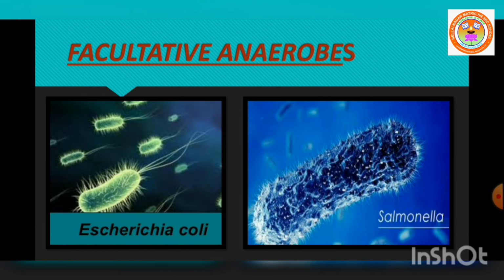Next, facultative anaerobes. What is an anaerobe? The organisms that respire in the absence of oxygen are called anaerobes. So what are facultative anaerobes? There are bacteria that can grow either using oxygen as a terminal electron acceptor, that is aerobic, or obtain energy from fermentation reaction anaerobically. The bacteria that can grow either using oxygen as a terminal electron acceptor or anaerobically using fermentation reaction to obtain energy are called facultative anaerobes.